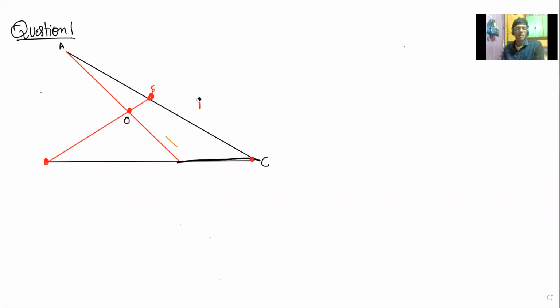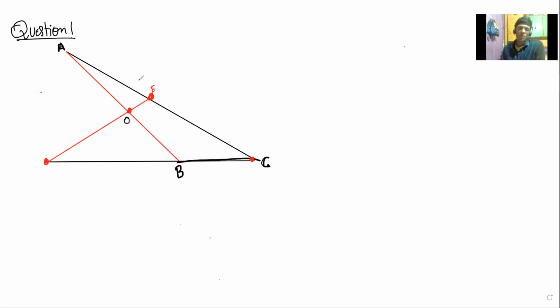I'm just removing these things now. ABC. So you have a triangle and you have a line that is cutting the triangle. Okay. You have this line which is cutting the triangle. And we would like to say that the product of the ratios is 1.